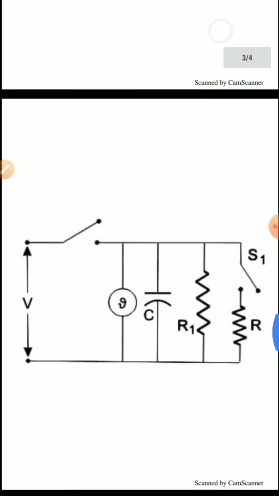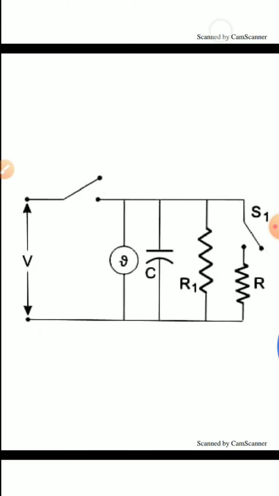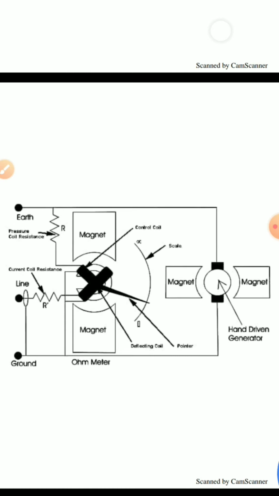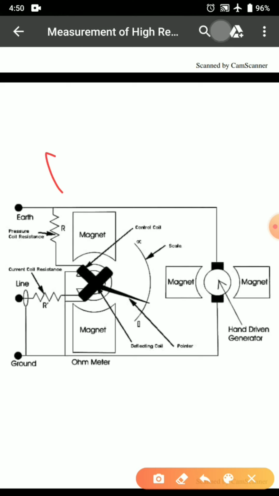A small modification is done for the loss of charge method. From this, the value of R1 from the second test will clearly give me the value of R. Now moving further, we will move on to the next method that is most widely used. This is called a Megger. A Megger is used for measuring resistances in the range of mega ohms, that is, insulation resistances or very high resistance values can be measured using a Megger.